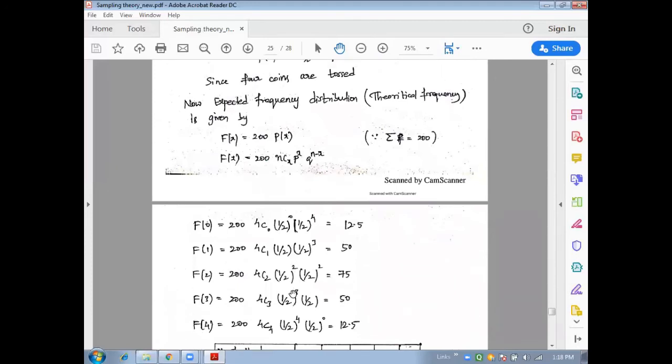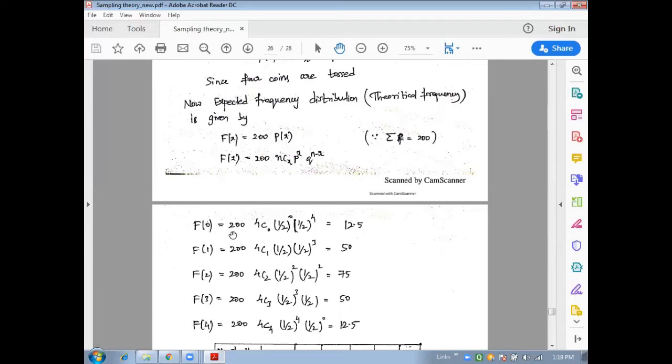So here you can observe 200, which we have taken by taking the summation of f, that is the frequency. If we add the frequency from the table, we will come to know it is 200. So we want to multiply 200 with that. So the expected frequency, we got it as 200 into nCx p^x q^(n-x). So what are the values of x they have given? 0, 1, 2, 3, 4.